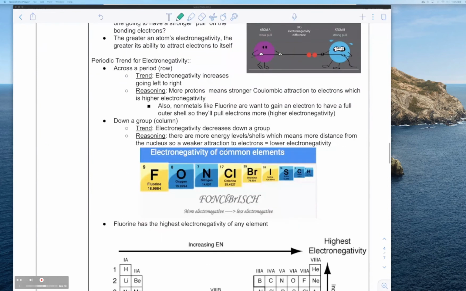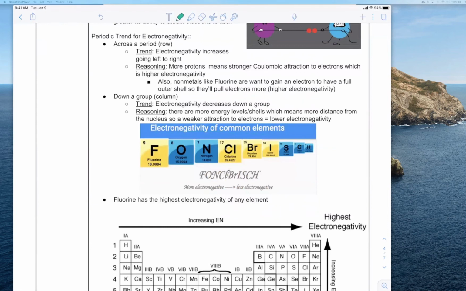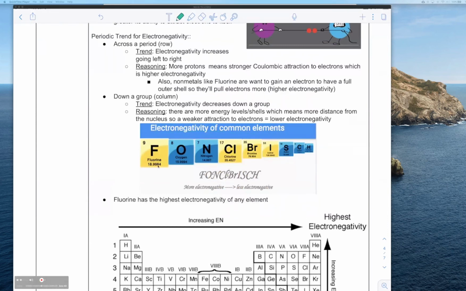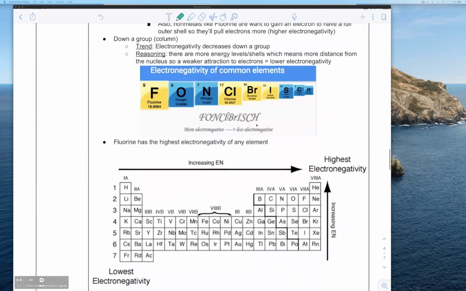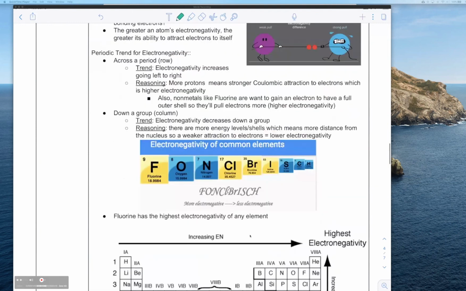And then this is just electronegativity of common elements. So this is pretty easy to remember. People look at it as Fonkelbrish. So fluorine would be the highest electronegative atom, and then hydrogen would be the lowest electronegative atom for these elements. It's not saying that hydrogen is the lowest electronegativity of all elements. It's just saying for the ones listed here.